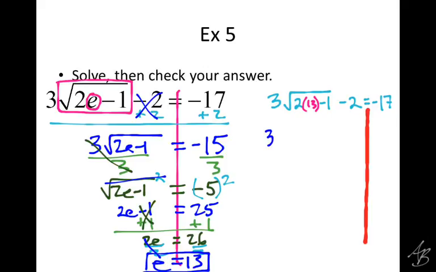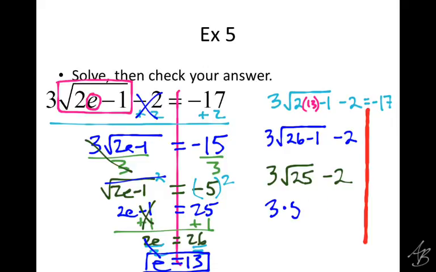26, okay, so we get 3 times the square root of 26 minus 1, and then we've got our minus 2 on the outside. And then still inside of the square root, what's 26 minus 1? 25. And then minus 2. Alright, then what's the square root of 25? 5. So we get 3 times 5 minus 2. And what's 3 times 5? 15. So we get 15 minus 2, which is 13. So is this the solution to it?